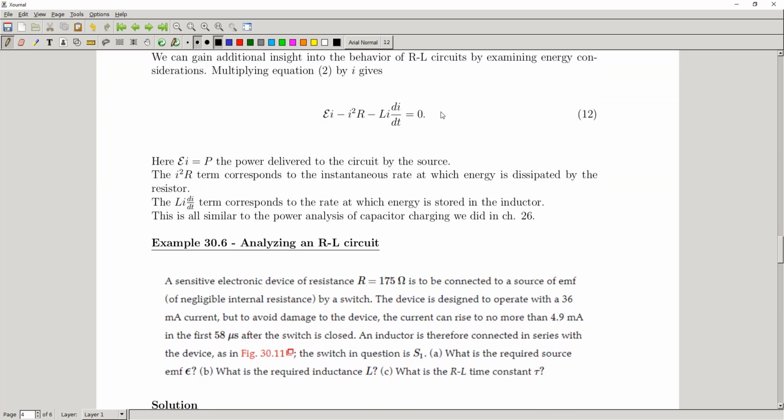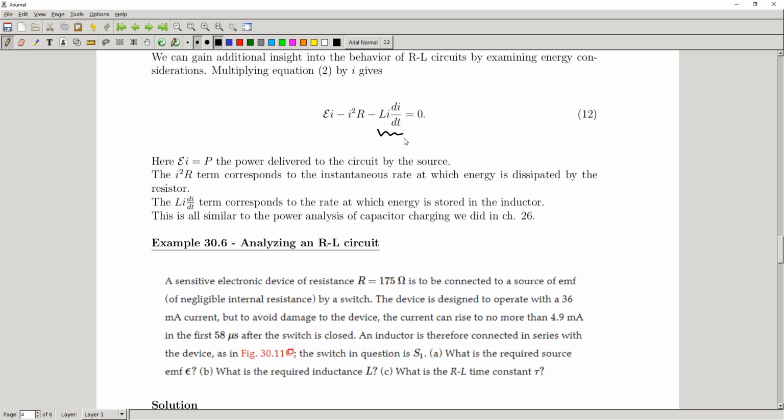If we look at these terms, each of them should look like something. This term here looks like power, and that's exactly what it is. This is the power delivered to the circuit by our source, by our battery or whatever our EMF source was. So that's the power delivered by the battery. This second term is the power dissipated in the resistor. This is the instantaneous rate at which energy is dissipated by our resistor.